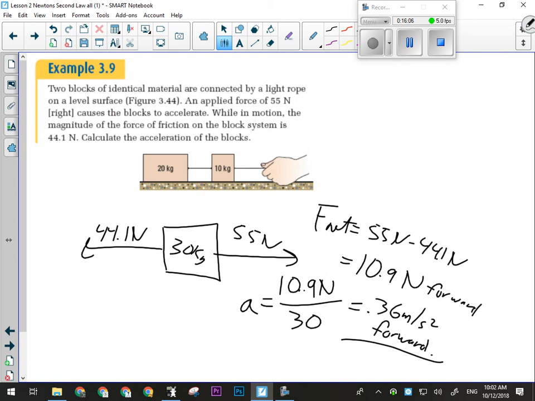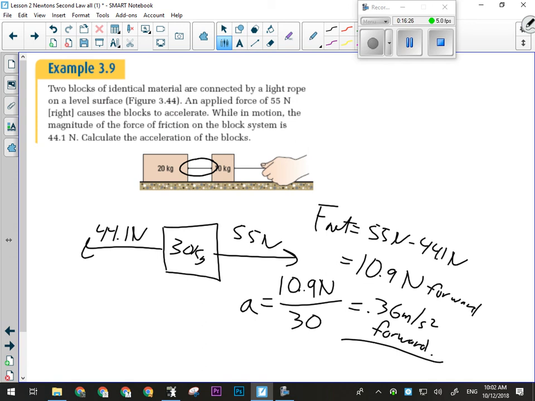Okay, so that's a simple system question. Now the question could get crazier and give you a part B saying, all right, there's this much friction on the 20 kilogram block. How much tension is there in the rope between them? Not as hard as you might think.